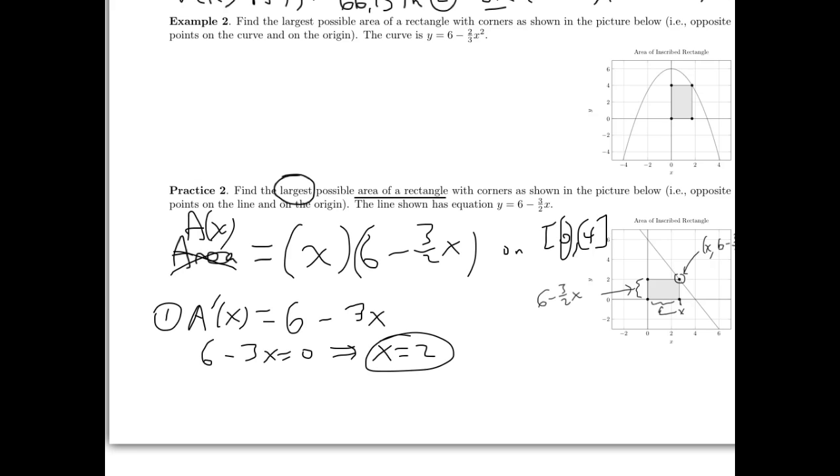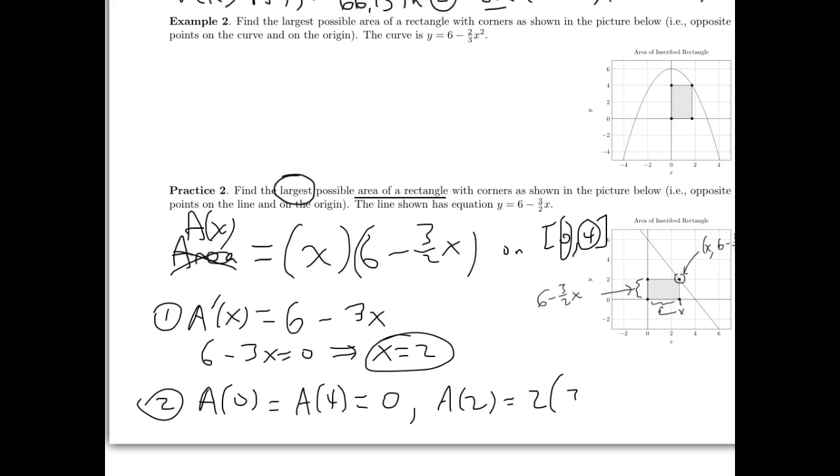I also have the possibility that I could have max values at my endpoints. In this case, it's not going to happen, but it doesn't hurt to check. The reason it doesn't happen is because A of 0 and A of 4 both are 0. If you plug in 0 or 4 for x, you'll get 0 for the area. And when you plug in 2 for x, the critical value, then you get 2 times 6 minus 3, which is 6. So clearly that's the maximum of the three things, 0, 0, and 6. 6 is the maximum. And so that is the area. That's the largest possible area, which is what it asks for.